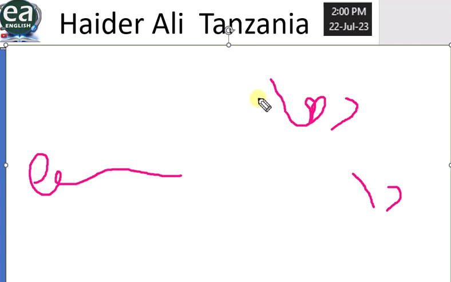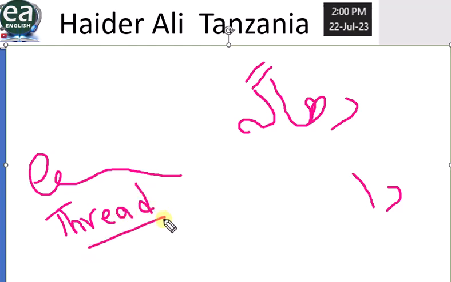And then if I add gaf, like g sound in it, it will become like dhag, and he at the end, it will become dhaga. You know what is dhaga? This is dhaga which I have made in front of you. Can you see this dhaga? This is called thread in English. Thread and needle. Yes, this is called dhaga.